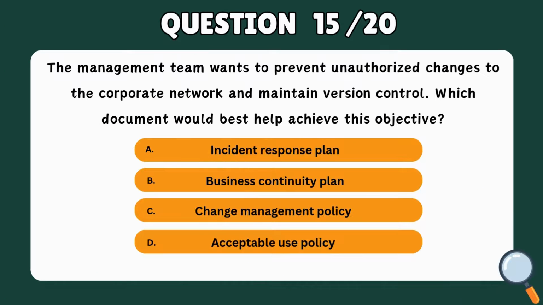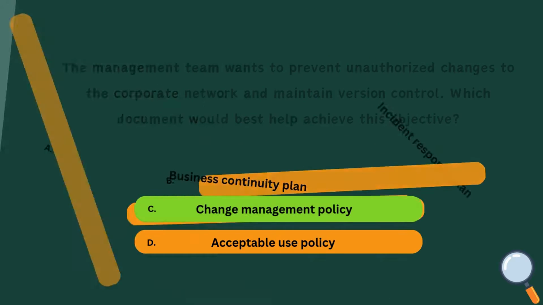Question 15. The management team wants to prevent unauthorized changes to the corporate network and maintain version control. Which document would best help achieve this objective? A. Incident Response Plan. B. Business Continuity Plan. C. Change Management Policy. D. Acceptable Use Policy. Correct answer: Change Management Policy.